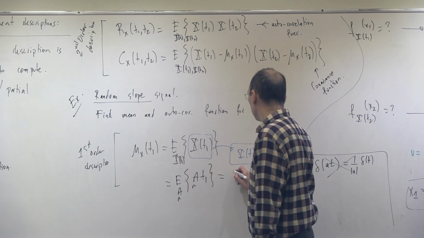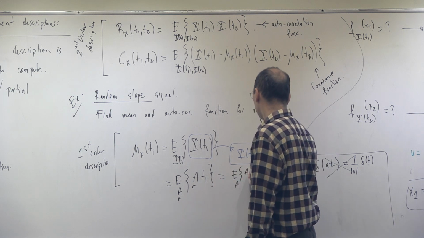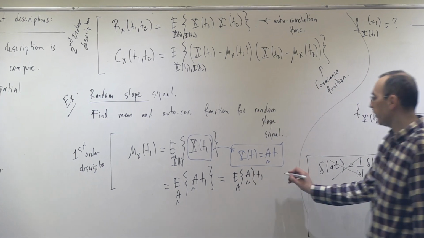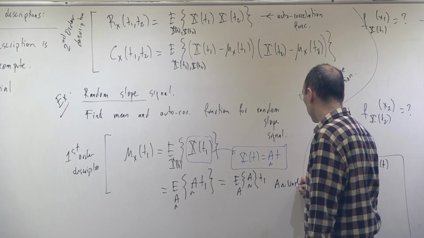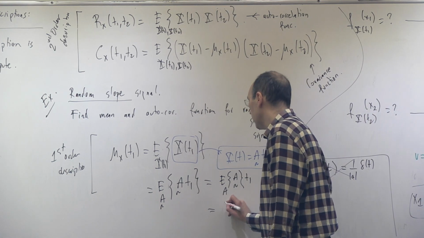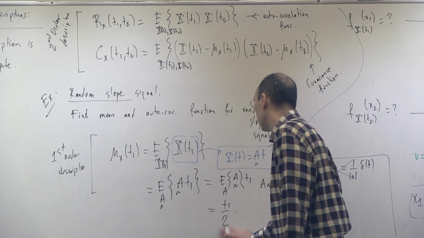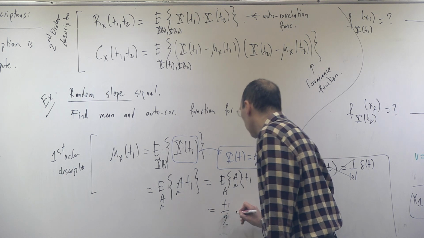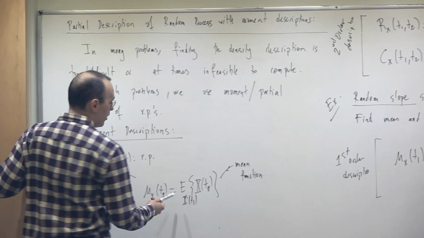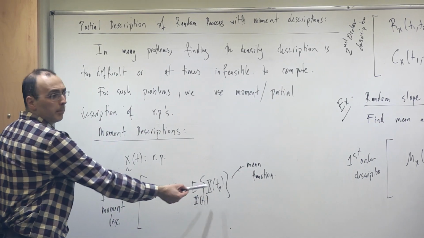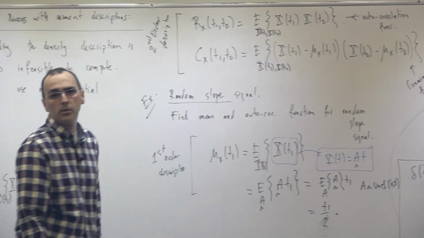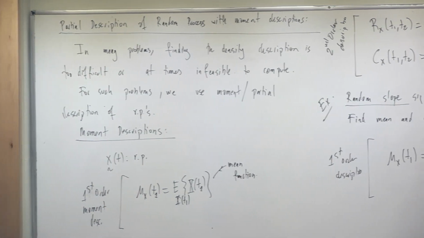Okay. So how do I calculate this? Well, t1 is constant. Expected value of A times t1. A is the random quantity. So what was A? A is uniform distribution in 0, 1. So this is t1 over 2. That is the end. So you see that this is the reason moment description is easy, because I don't need the density of these samples. I can use the definition of the random process to evaluate those expectations. That will be very useful for us.